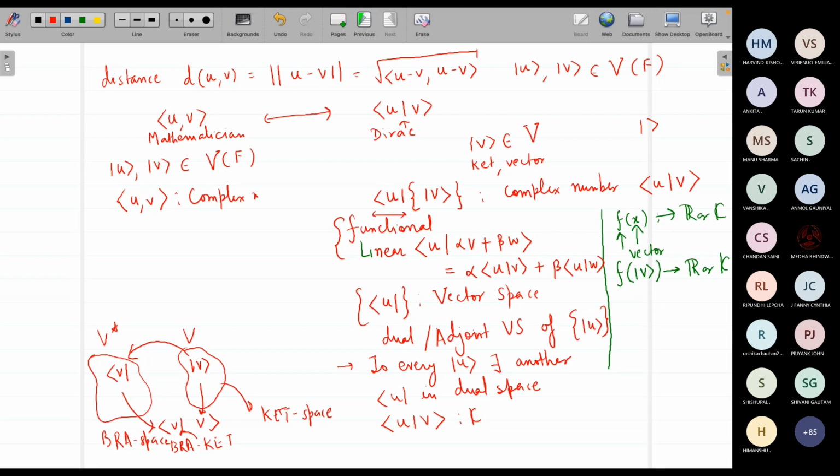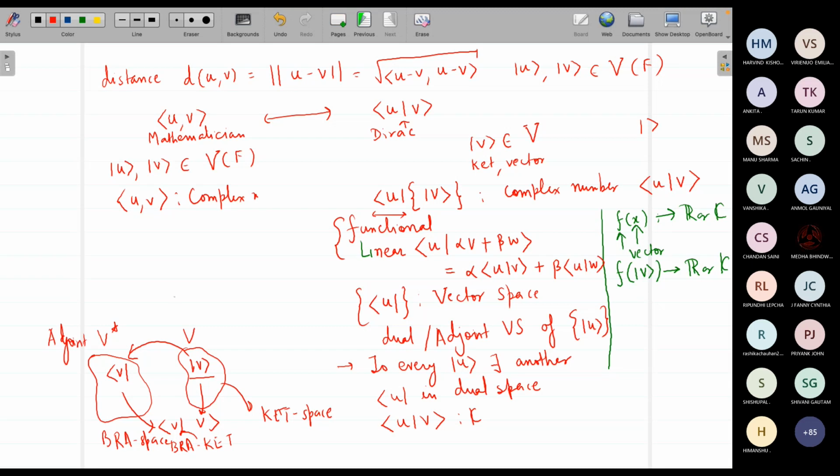So Dirac's bracket notation introduces another space, which we call the dual space, such that for every vector which is lying in the regular vector space, there exists a vector in the bra space. And when two of these meet together, they form a bracket, which is a complex number. Now, this is also called the adjoint space.